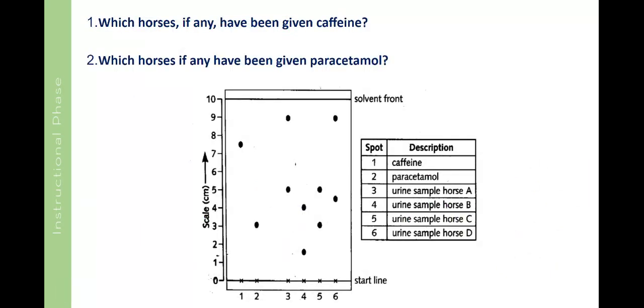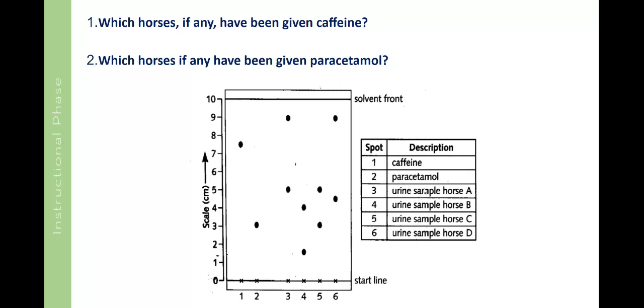Okay, so let's look at an example question. So which horses, so we've got a chromatogram here. We've got a table, a key to show us what the samples are along the bottom. So sample 1 is the result for caffeine. Sample 2 shows the result for paracetamol. And then 3 to 6 shows the urine sample of different horses.